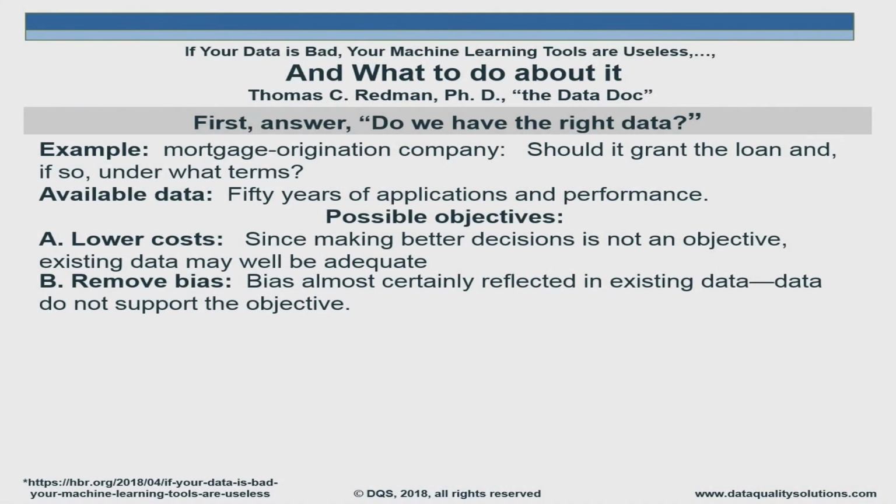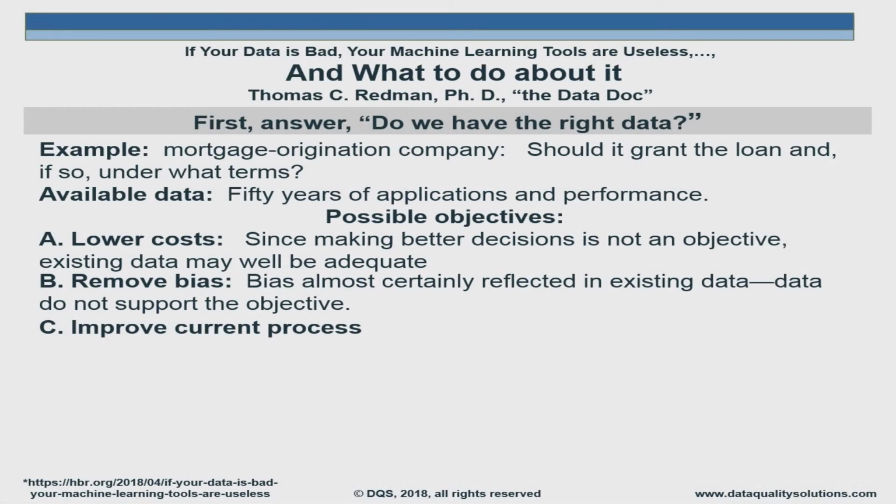A more complicated objective might involve reducing bias. And here the situation is a little more demanding. Unfortunately, we have a history in much of the mortgage origination business of bias in the granting of mortgages. So this data is unlikely to be fit for this particular purpose.